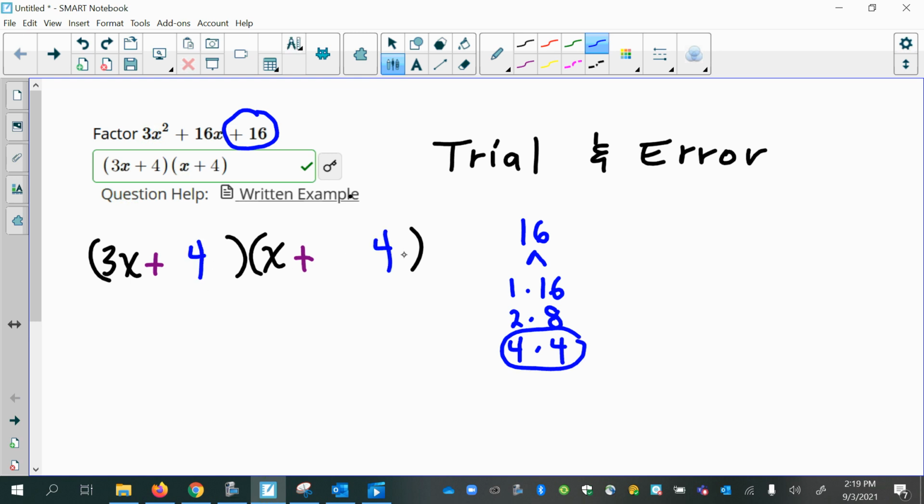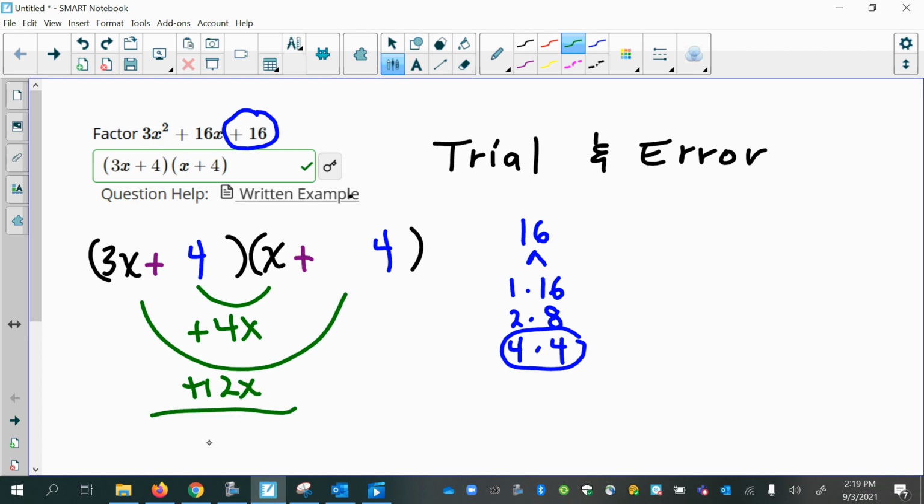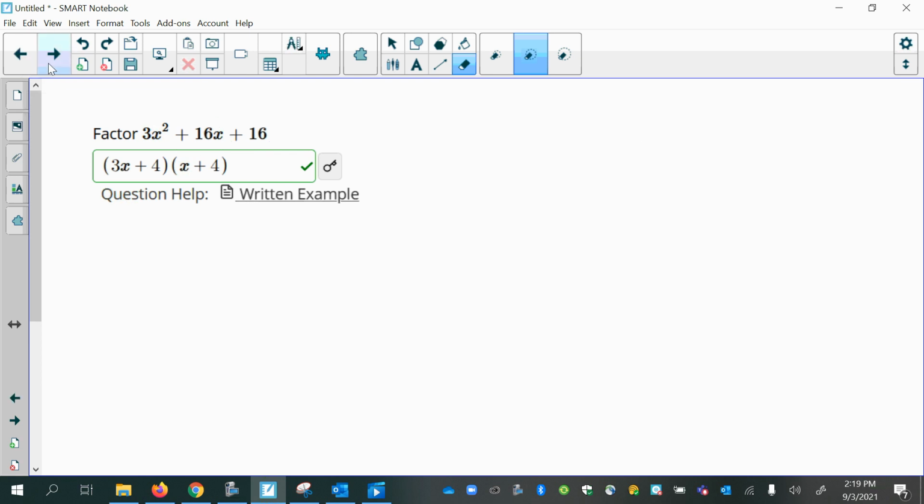And then you're going to do little smile, big smile. So you're going to go little smile to get positive 4x, big smile to get positive 12x, and then you'll have positive 16x, which is my middle term. So that is what we want, okay? And if that doesn't work, try a different factor pair, or you could even change the order of how you've put them into the parentheses. Sometimes that helps. Of course, if they are both the same number, like in this case here, changing the order wouldn't make a difference. All right, now another way that you could do this is with the AC method.